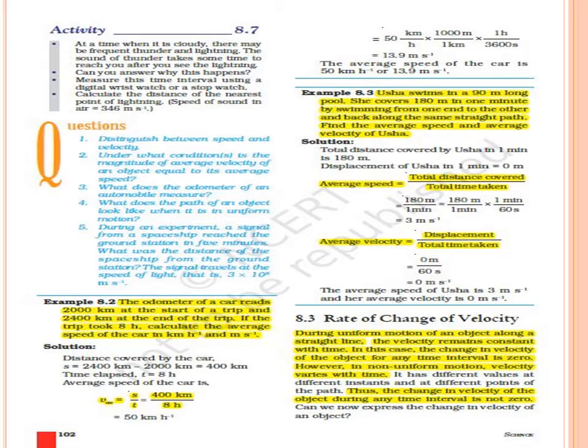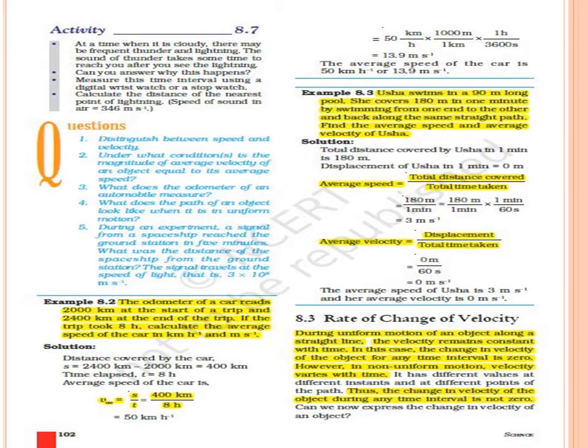Why is the displacement 0? Because initially Usha swims in the forward direction for 90 meter and then again in the backward direction 90 meter. So the displacement will be 90 minus 90. Here minus 90 is because Usha swims in the backward direction for 90 meter, and plus 90 is because Usha swims for 90 meter in the forward direction. So net displacement is 90 minus 90 is equal to 0.